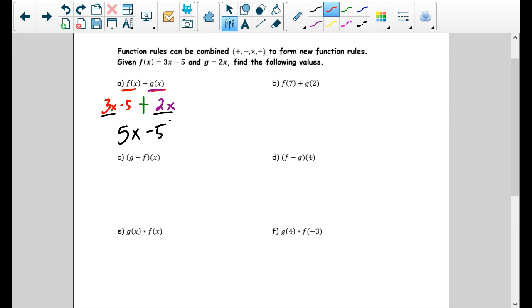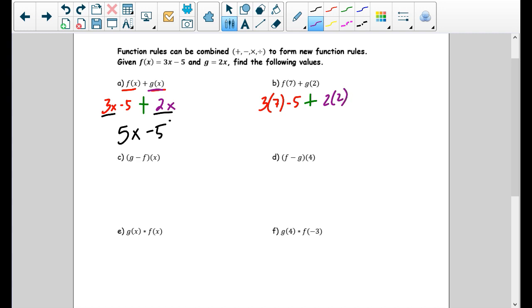Okay. I would just plug the numbers in. So if they give you numbers, plug it in and solve it. Okay. So if I have f of 7, we're just going to plug that in. 3 times 7 minus 5 plus g of x, which is 2 times 2. And now we're just simplifying the whole thing.